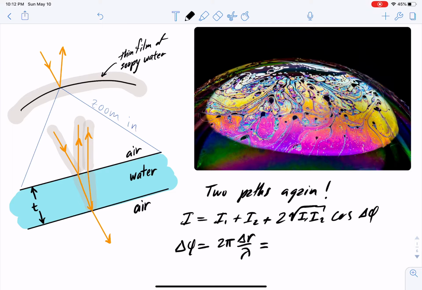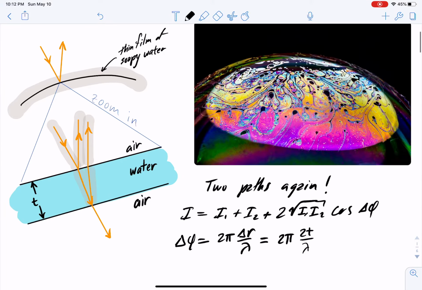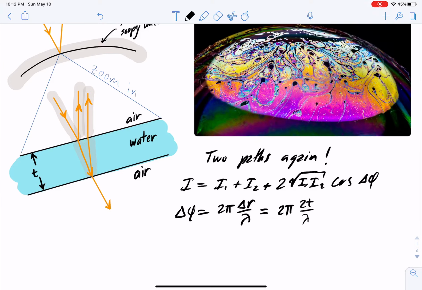The path difference, in this case, if we use t for the thickness, is twice the thickness because it has to go through that layer of water twice. And that allows us to calculate our path difference and our phase difference. And of course, now we can see that this phase difference is directly proportional to the thickness of the water, and it's inversely proportional to the wavelength.